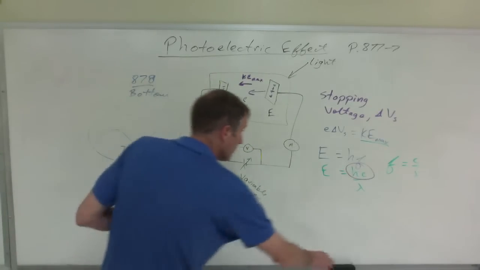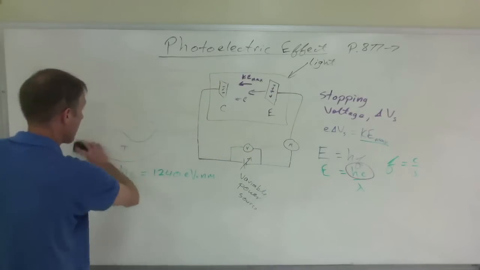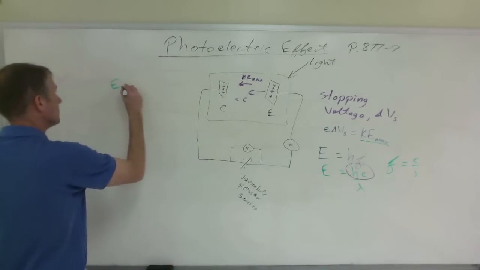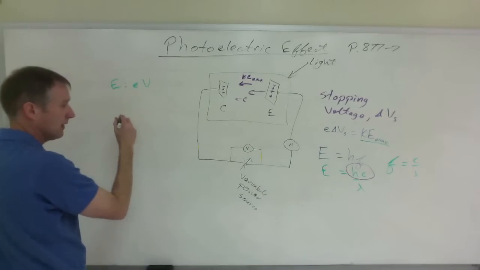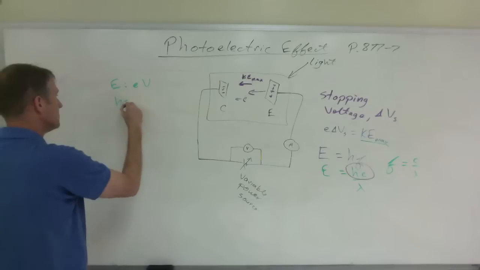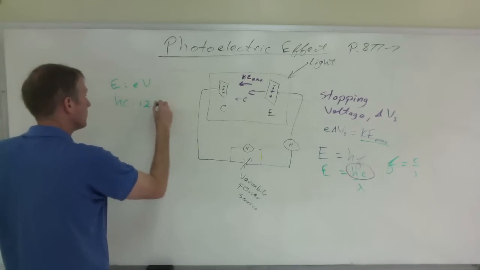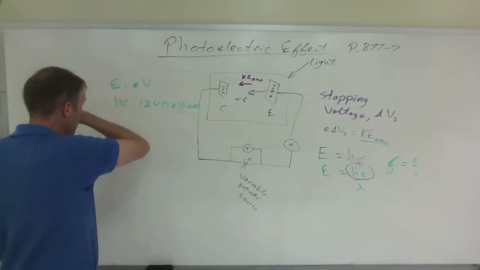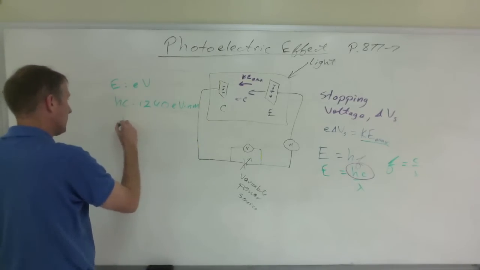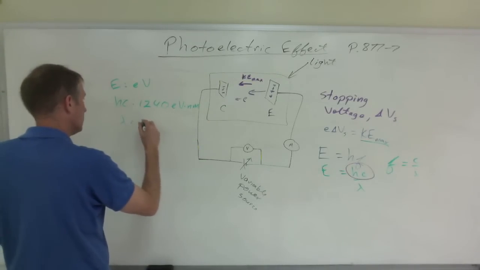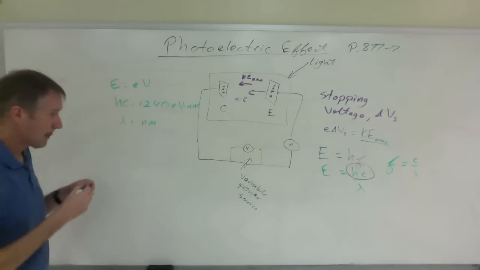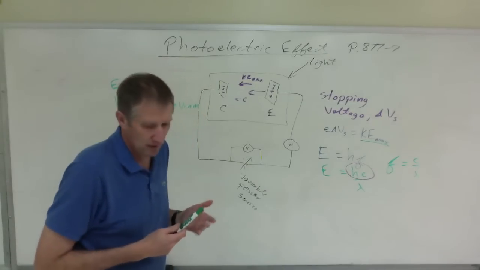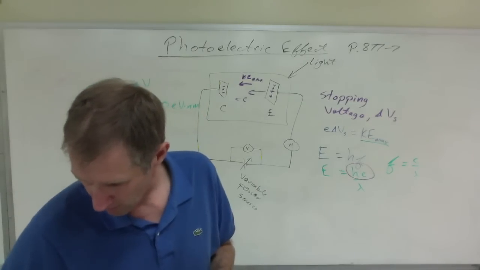So one more time, when we get into this, your energy is in electron volts, okay? hc is 1240 electron volt nanometers. And then lambda is going to be in nanometers, okay? And then your frequency is still going to end up being in hertz. We'll talk about that in a little bit. All right.